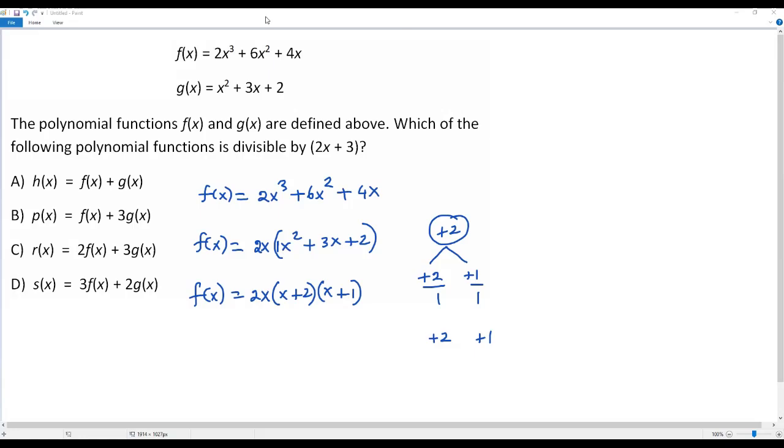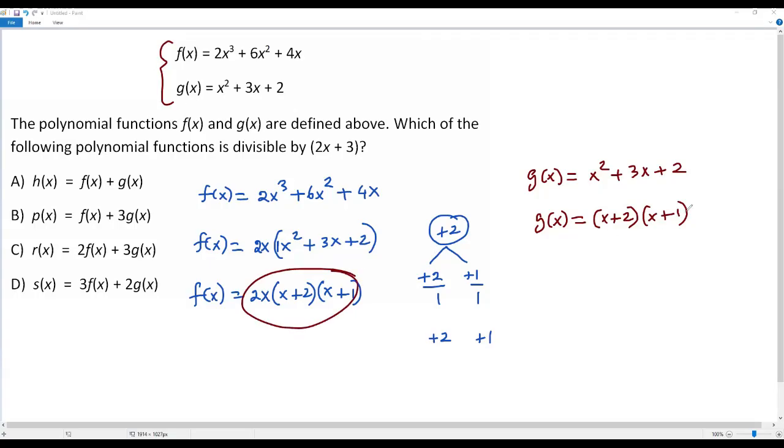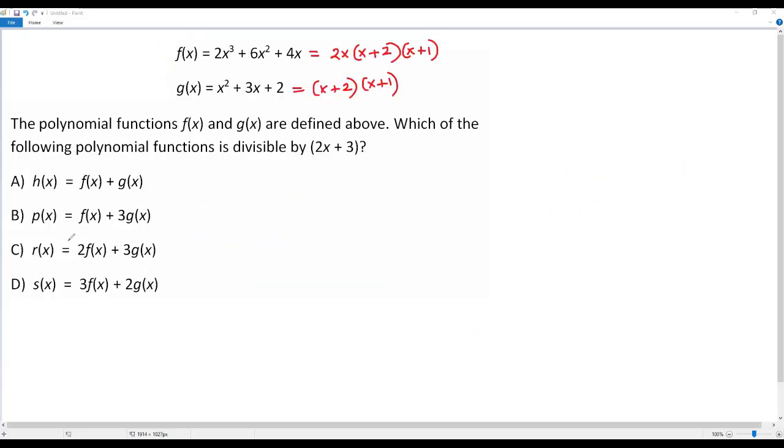Now let me take the second polynomial function g(x). g(x) equals x^2 + 3x + 2. We have to get the factor form of this one, but we have already factored this quadratic expression. Its two factors are (x + 2) and (x + 1), so we can write g(x) as (x + 2) times (x + 1). Now I have the factor form of f(x) and g(x). Let me write these factor forms here and continue the problem. Now we can verify the given answer choices one by one.